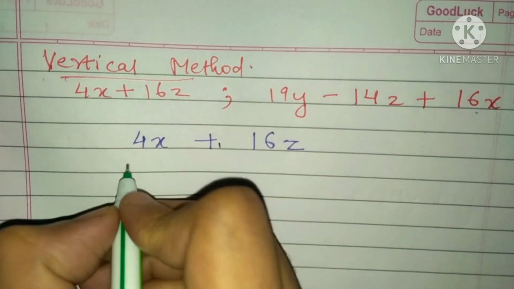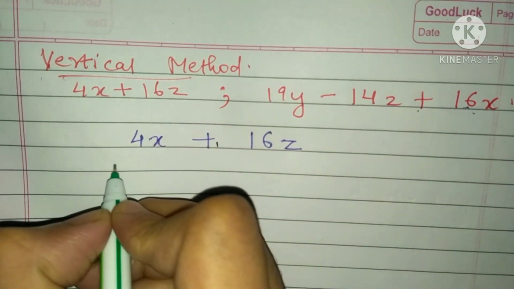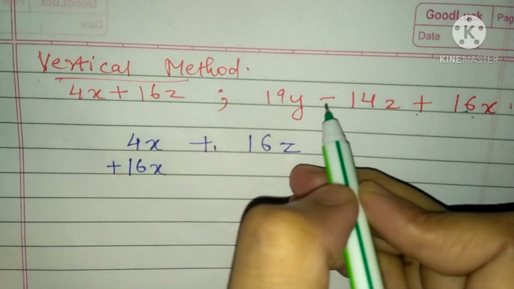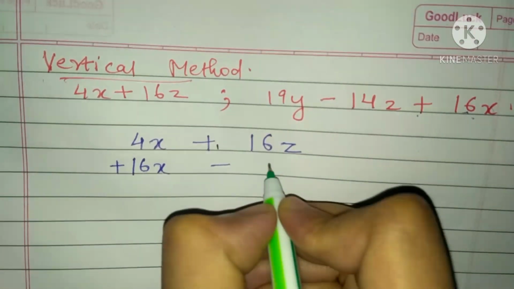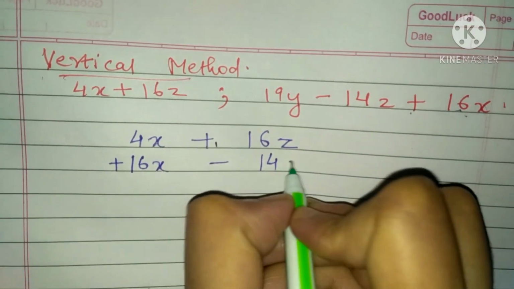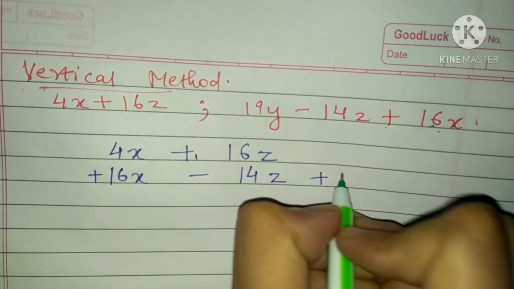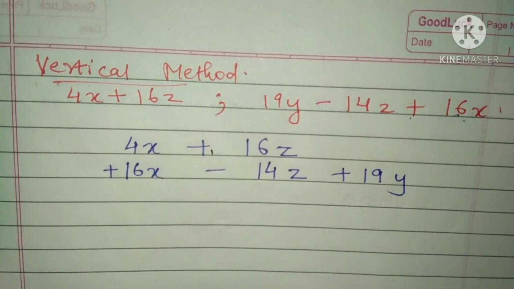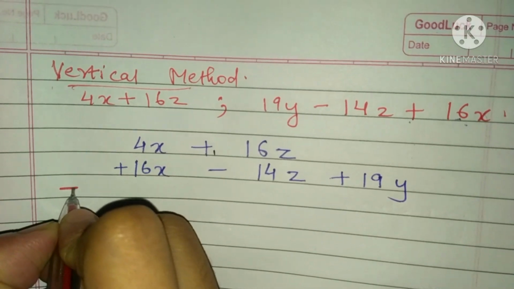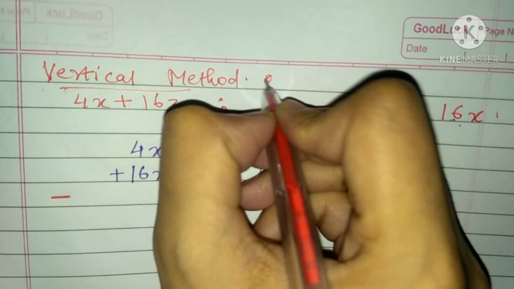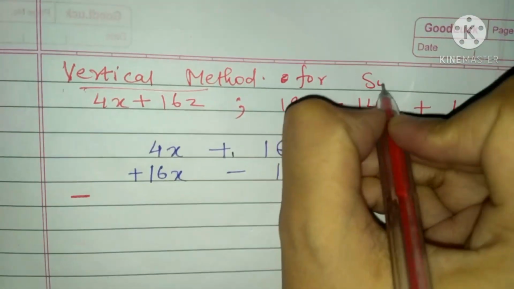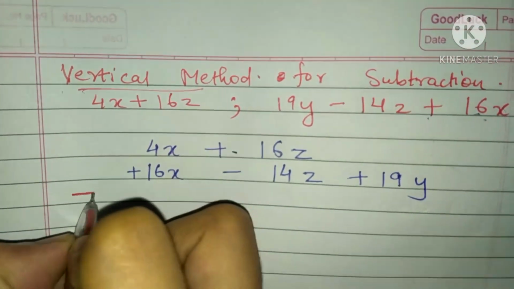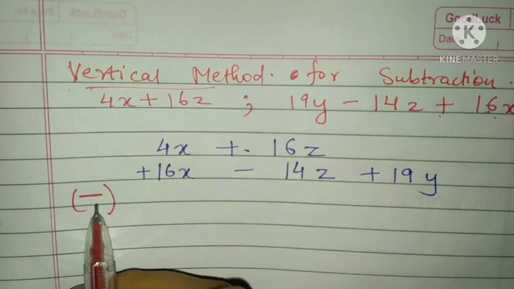We have to arrange according to the like terms. So below 4x what will we write? 16x. 16 has a plus sign, that's why plus 16x. Then below 16z I will write minus 14z, and as there is no y term in the first expression, 19y, like that only I will write. So now we have to subtract, that's why you have to write the subtraction sign in bold.